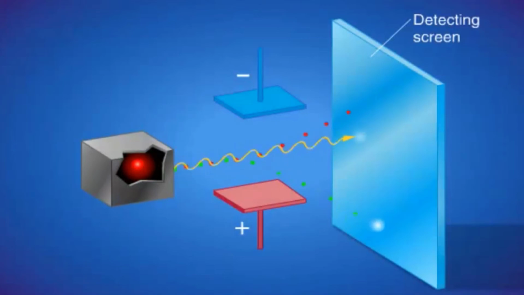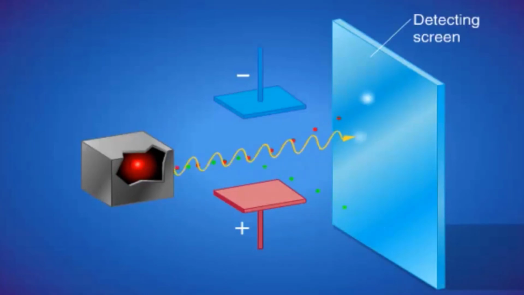Both alpha and beta particles are deflected by an applied electrical field, while gamma rays are unaffected. Also note that alpha particles are deflected less by the applied electrical field compared to beta particles due to their higher mass. An alpha particle, composed of 2 protons and 2 neutrons, is approximately 7,000 times the mass of a beta particle.